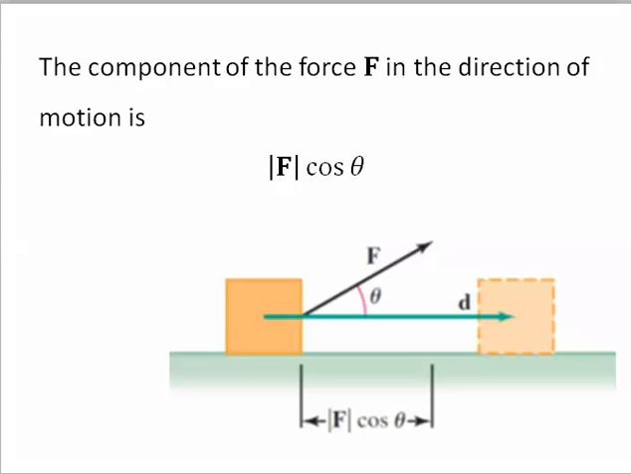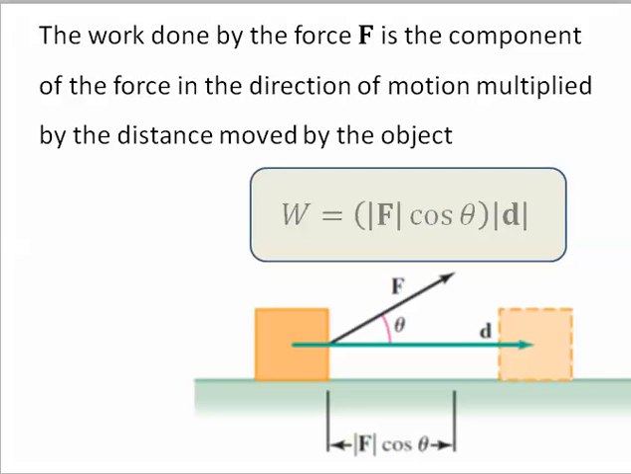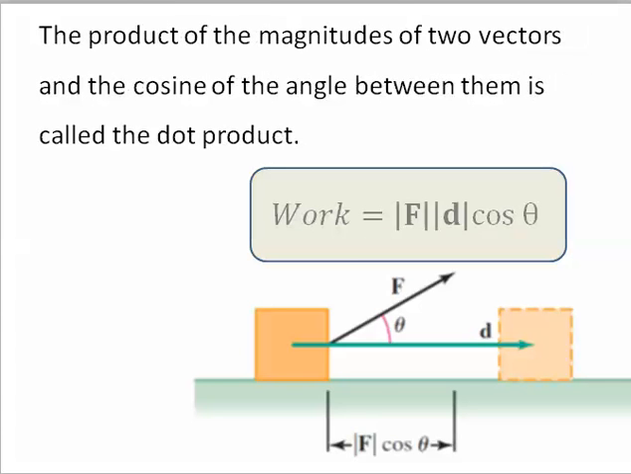The component of the force F in the direction of motion will be the magnitude of the force times the cosine of the angle between the two vectors. And the work done by the force is the component of the force in the direction of motion multiplied by the distance moved by the object. And this motivates a definition.